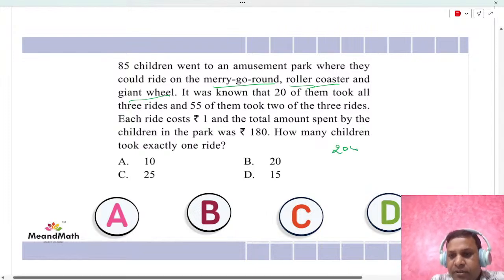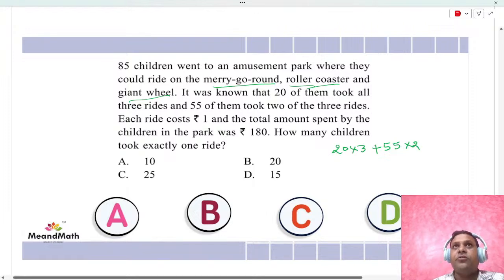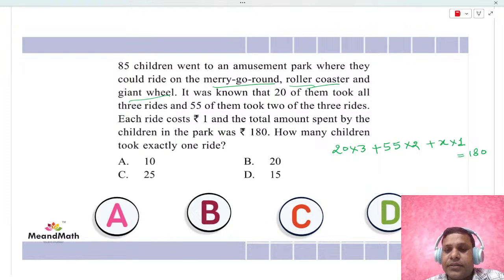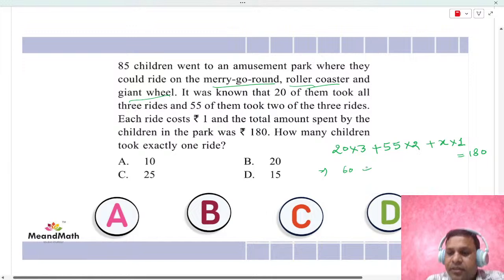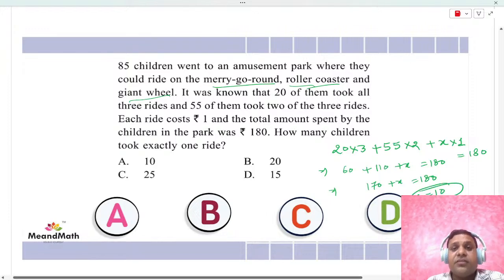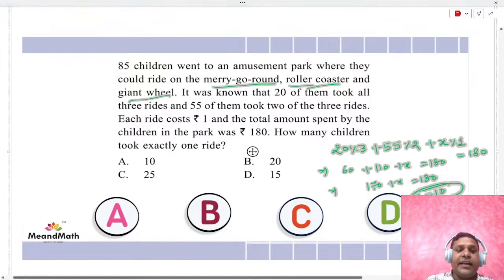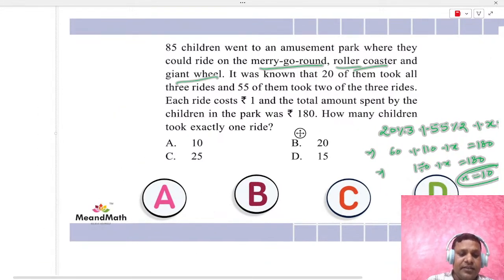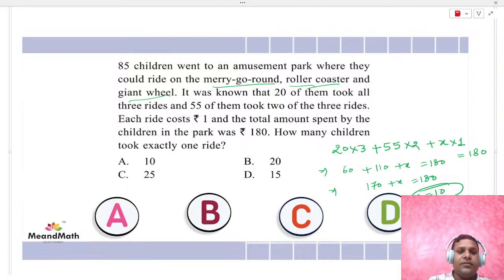तो 20 स्टूडेंट ने तीनों राइड्स लिए तो कॉस्ट हो गई 20 into 3 plus 55 स्टूडेंट्स ने टू राइड्स लिए. तो टोटल कॉस्ट हो गए 55 into 2 plus x स्टूडेंट ने वन राइड लिया, तो टोटल कॉस्ट हो गई x into 1. अब तीनों का मिला के जो टोटल पे किया, that is 180. 60 plus 110 plus x is equal to 180. अगर हम इसको simplify करेंगे तो 170 plus x is equal to 180. So x is equal to 10. यानी 10 children हैं जिन्होंने सिर्फ एक राइड ली. So the answer is number of students are 10.